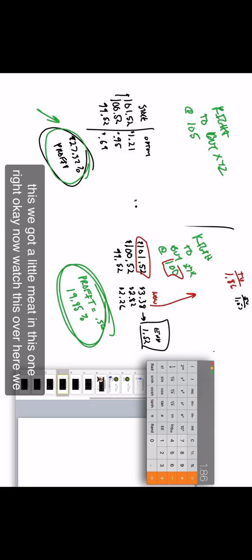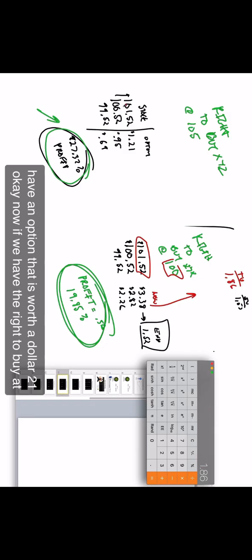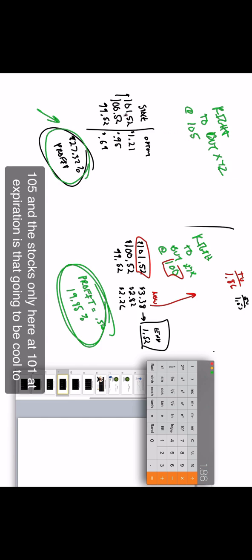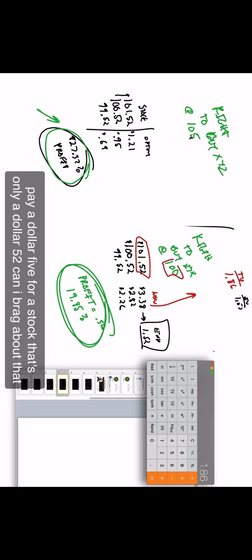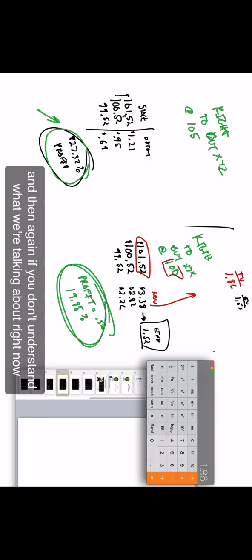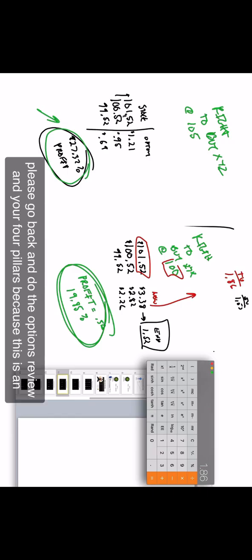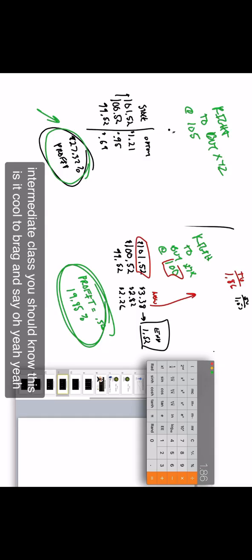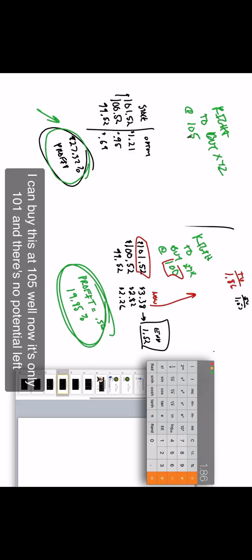Okay, now watch this. Over here, we have an option that is worth $1.21, okay? Now, if we have the right to buy at 105 and the stock's only here at 101, at expiration, is that going to be cool to pay $1.05 for a stock that's only $1.52? Can I brag about that? Again, if you don't understand what we're talking about right now, please go back and do the options review and your 4 pillars, because this is an intermediate class. You should know this. Is it cool to brag and say, oh, yeah, I can buy this at 105? Well, now it's only at 101, and there's no potential left.